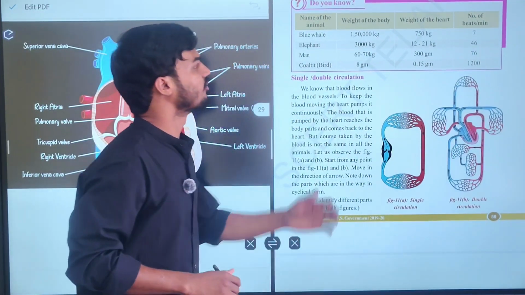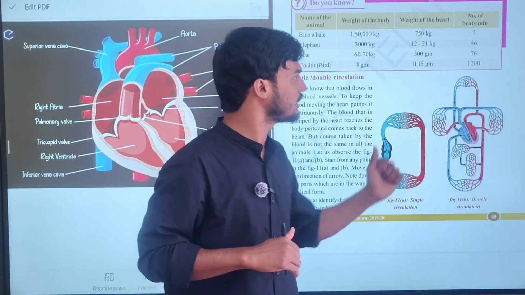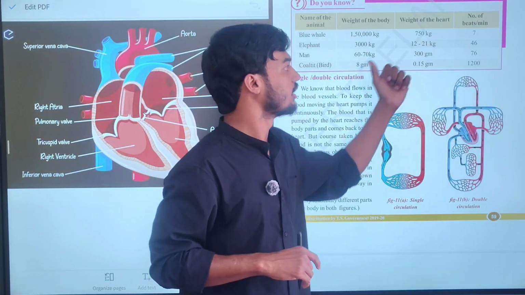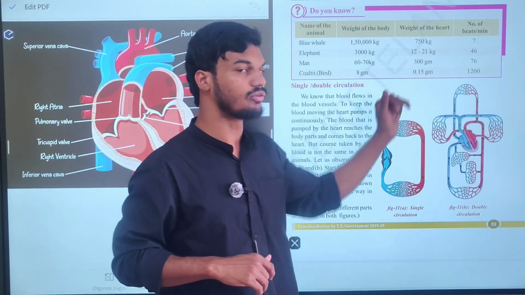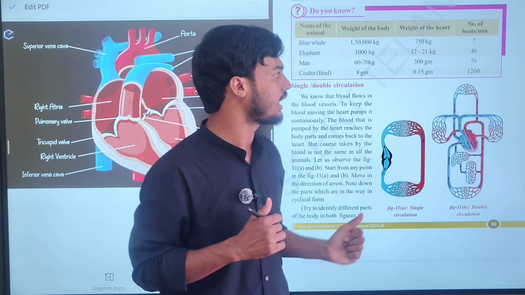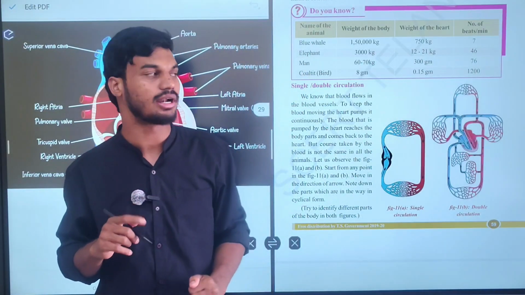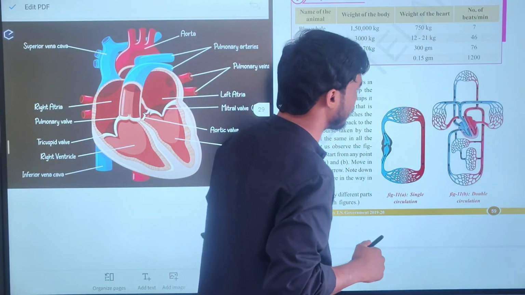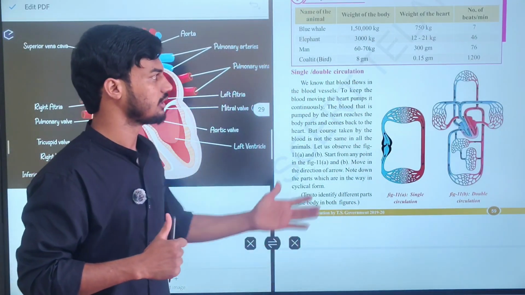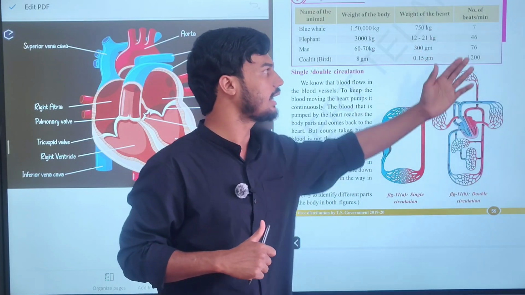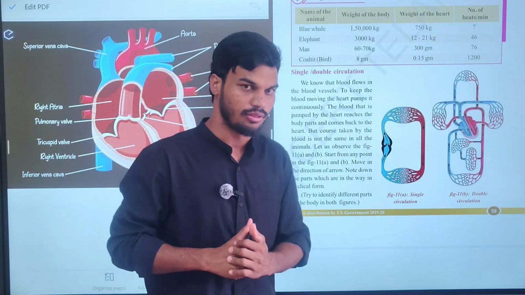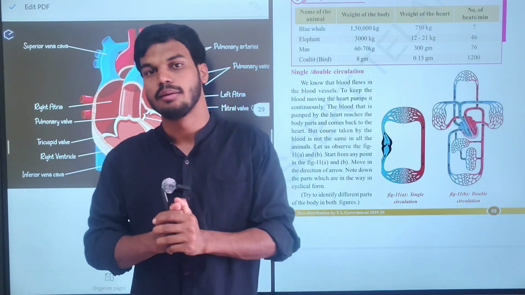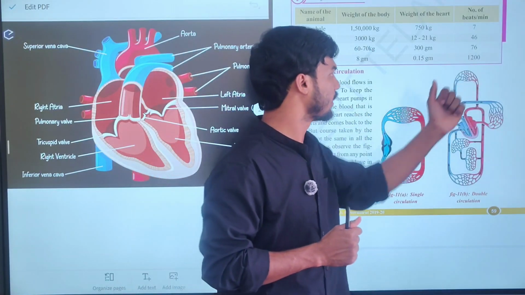Next, coming to the elephant, the weight of the elephant's body is 3,000 kgs. Sorry, the weight of the heart is 12 to 21 kgs for the elephant, and the number of heartbeats per minute is 46 times. Next, in our human, that is man, the average weight is 60 to 70 kgs, and the average weight of our heart is 300 grams, and the number of beats is given as 76. Okay, a healthy person can beat 72 beats per minute.